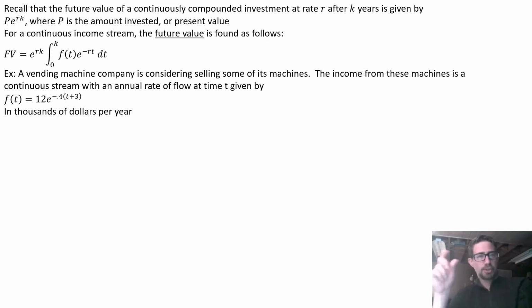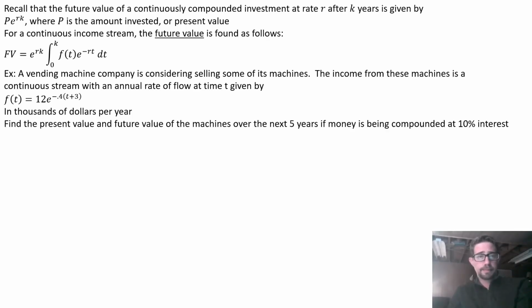The rate is in thousands of dollars per year. That shouldn't really matter, except at the very end, remember it's that many thousand. Like if you get 60 for an answer, well, no, it's 60,000. But for now, we just proceed. So we want to find the present value right now, and then the future value over the next 5 years if we're making 10% interest, which is pretty good. So buckle up, this one gets a little nasty.